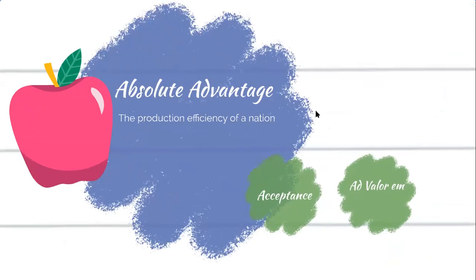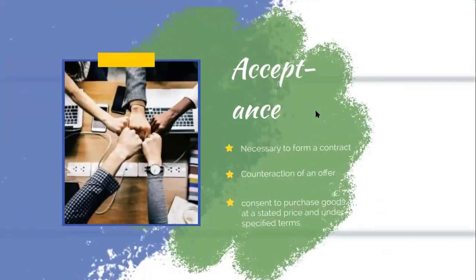Second term is acceptance. It is applied in the concept of forming a contract. When we form a contract, acceptance has to be offered in response to an offer. So in a contract, the counteraction of an offer, broadly I can say precisely, it is an agreement to purchase goods at a stated price under specified terms.